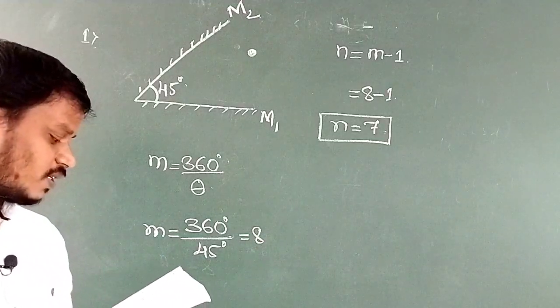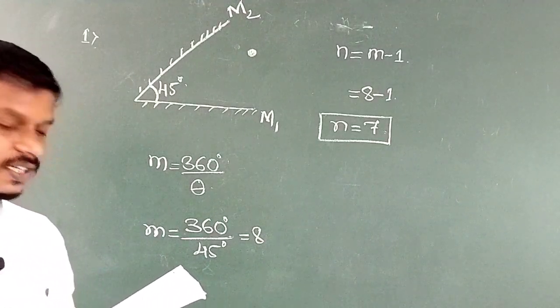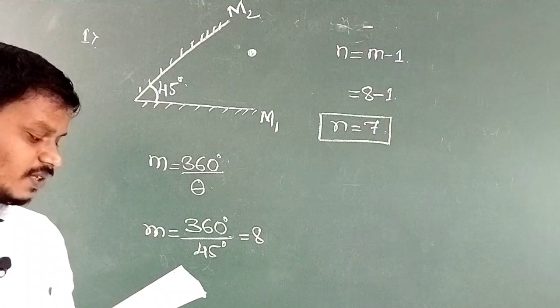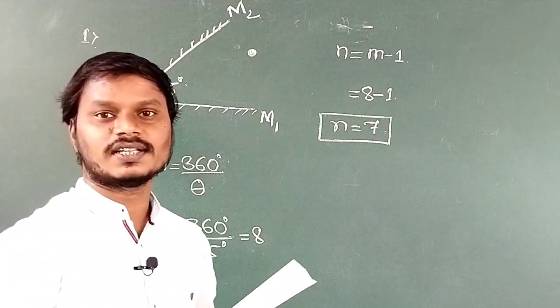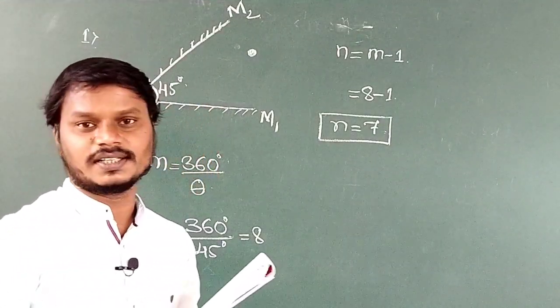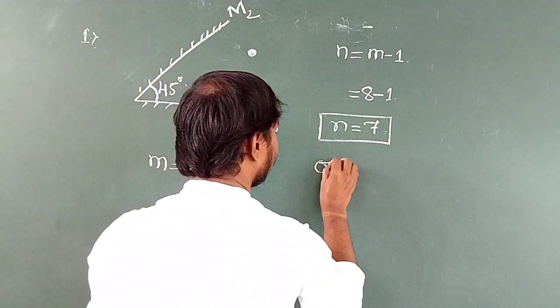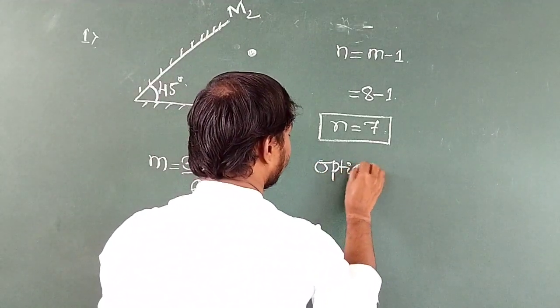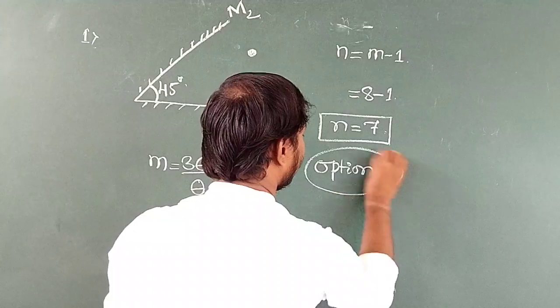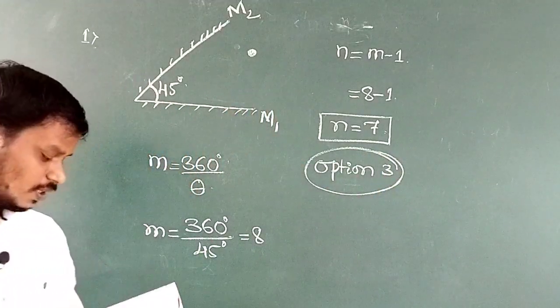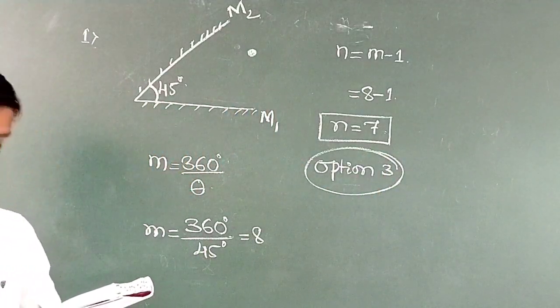So, options given. First option 5, second option 9, third option 7 and fourth option 8. Which is the correct answer here? Third option is the correct, because option 3 is 7. Option 3 is the correct answer. Now, let us move to the next question, that is question number 2.